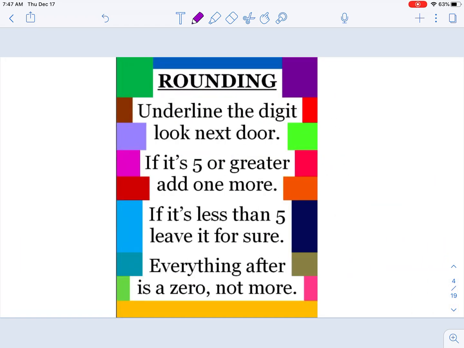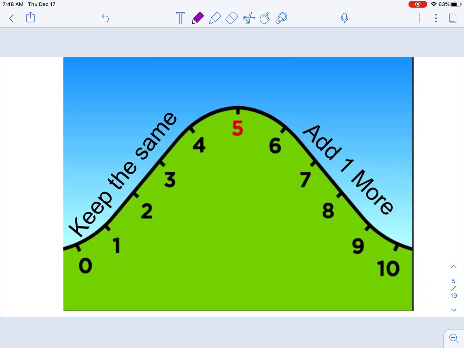Okay, so again, this is just some sayings that we can use to remember. So underline the digit, look next door. If it's 5 or greater, add one more. If it's less than 5, leave it for sure. Everything after is a 0, not more. And this chart kind of too can be helpful. So any of these things that you want to pause and take a screenshot of to help you remember is fine.